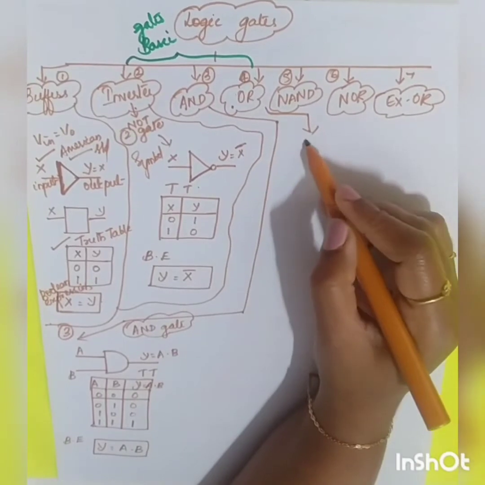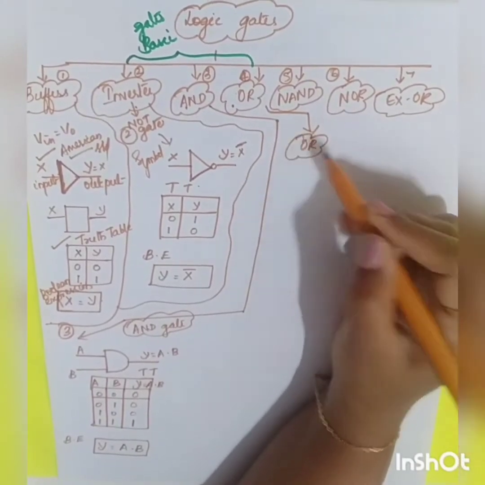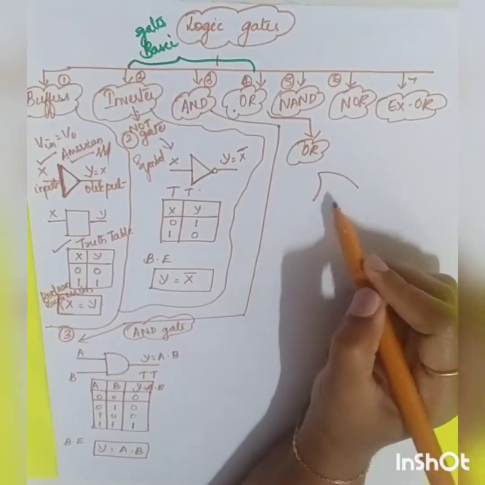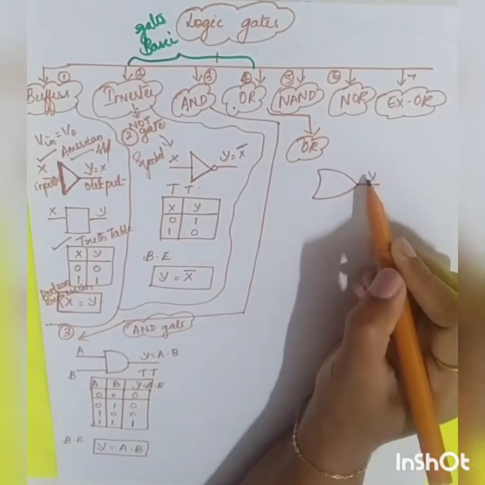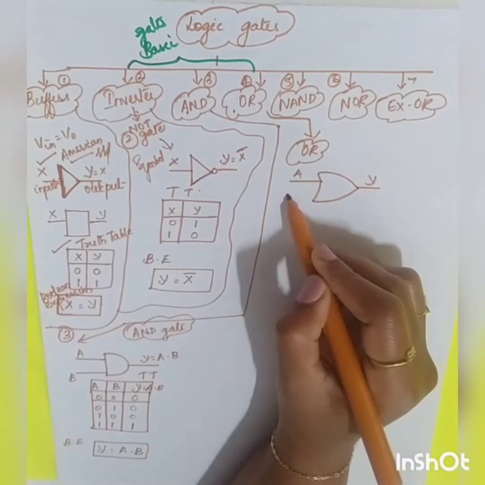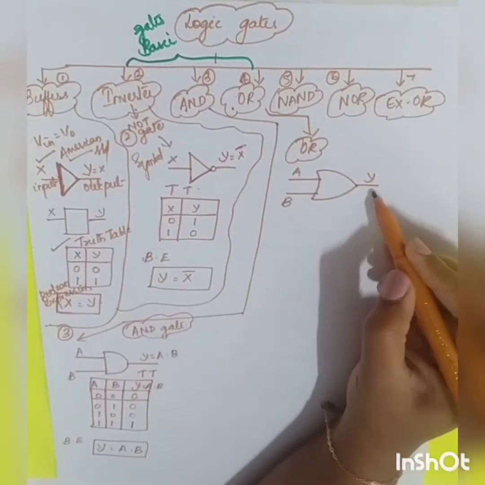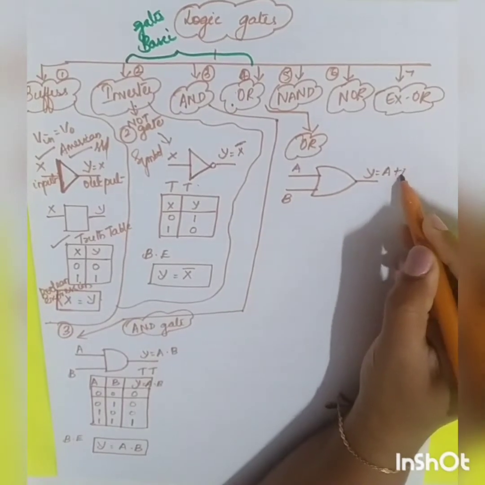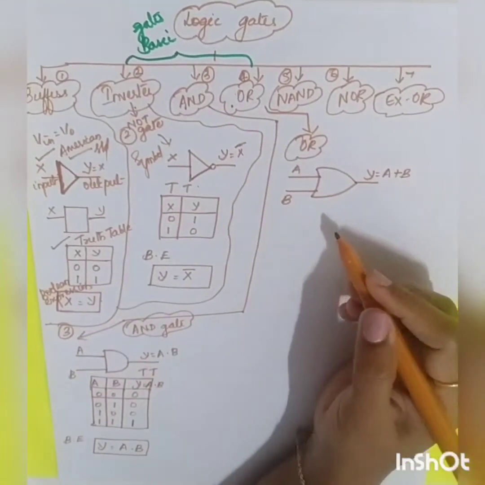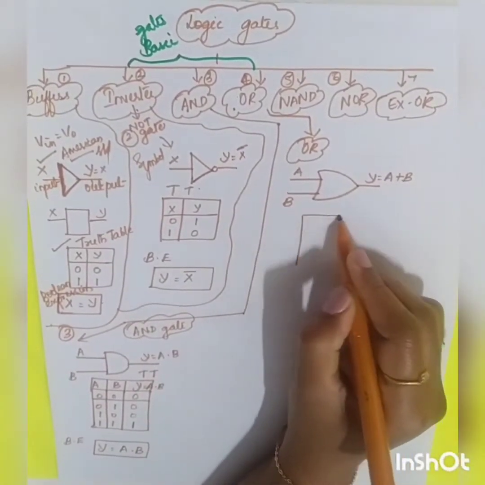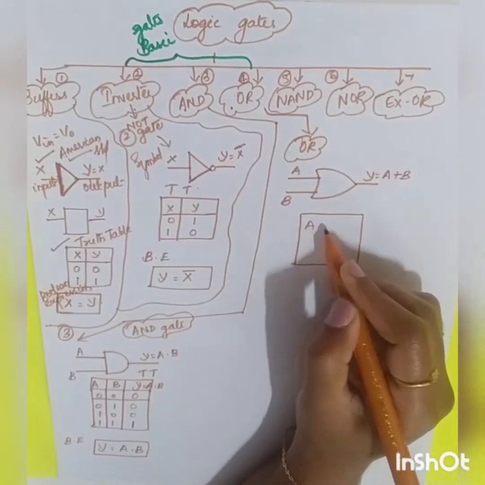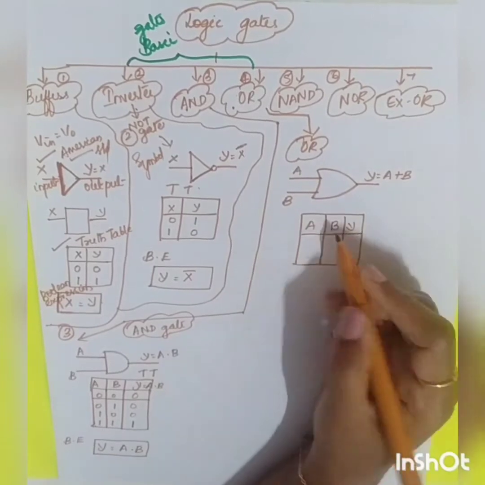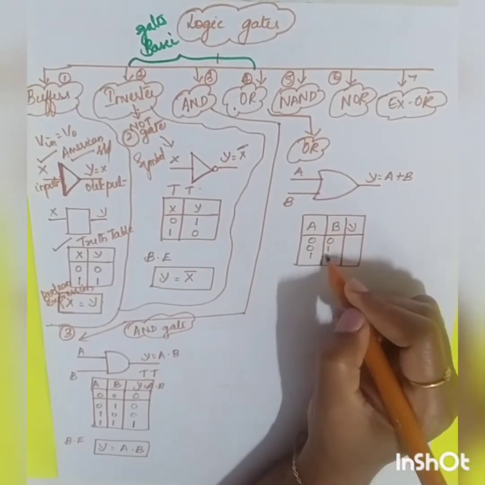So here it is the fourth one. Next one will be your OR gate. This is the symbol of your OR gate. Here also I am taking two inputs. The OR gate is basically addition, so A plus B. Now what will be your truth table? If I have two inputs, A, B, Y: 0 0, 0 1, 1 0, 1 1.